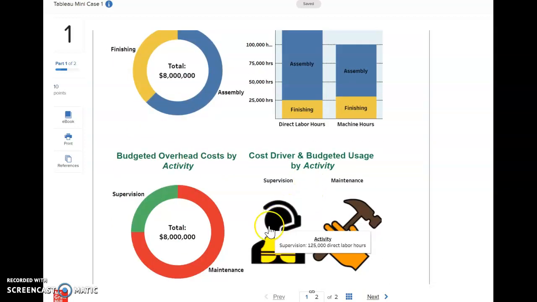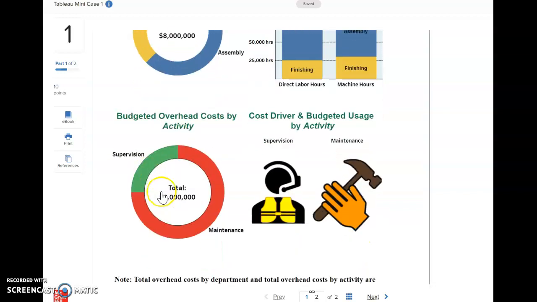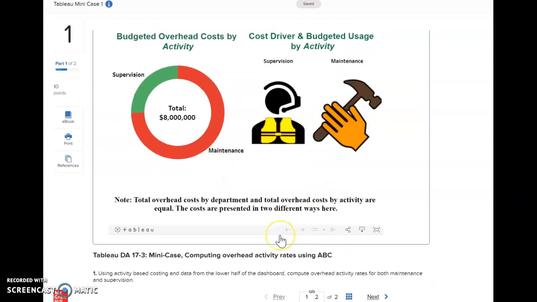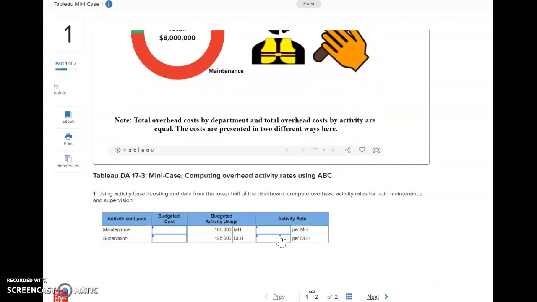So here we can kind of break this down. Here's the supervision direct labor hours. Here's the maintenance machine hours, right? So this is where you're grabbing all the information instead of it being presented to you in words. We're going to use these data visualizations, okay?